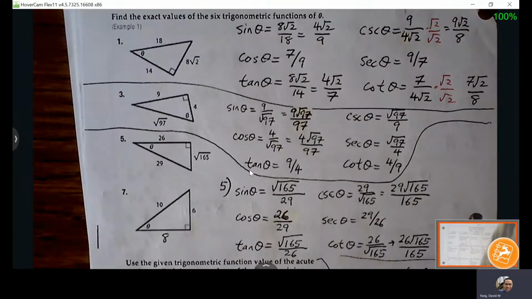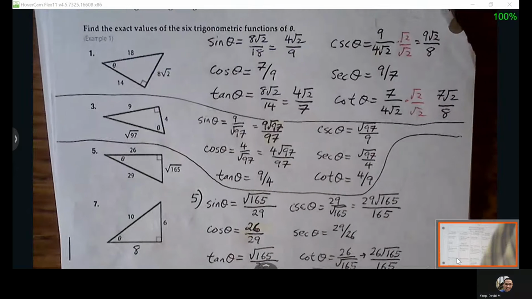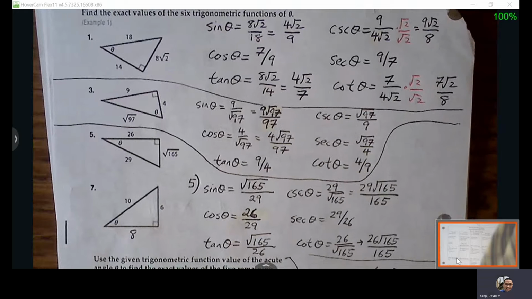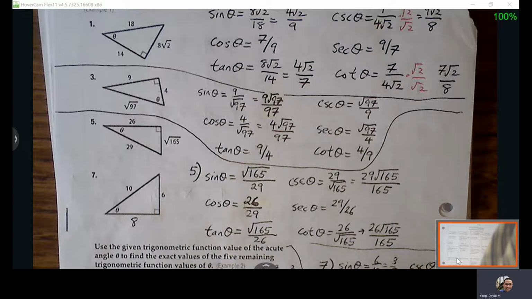Let me show the top part first. 1 through 7, see if you guys have any questions about them. Really, we're just creating the trig ratios. So we're not solving for any angle or any sides yet. We're just trying to identify the ratios. Any ones you need me to go over, or you feel okay with 1 through 7?